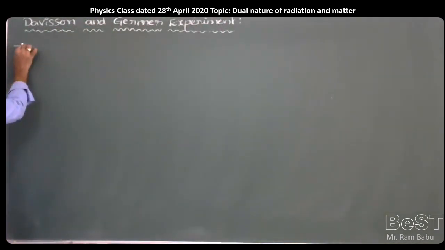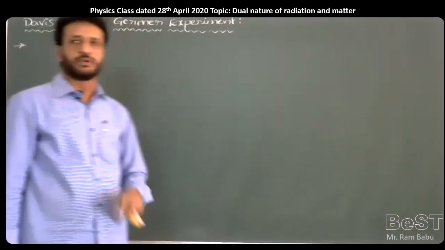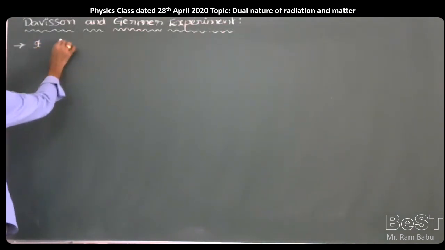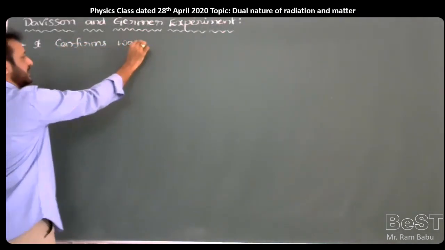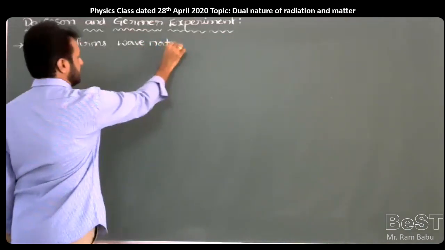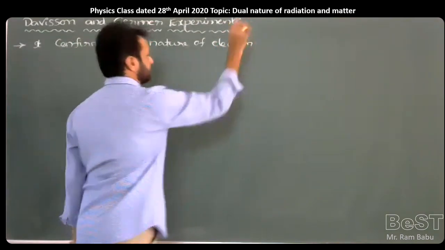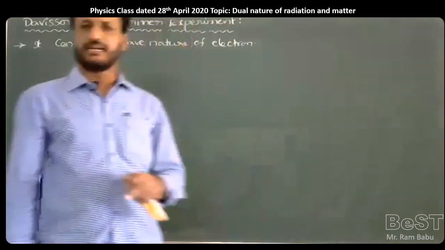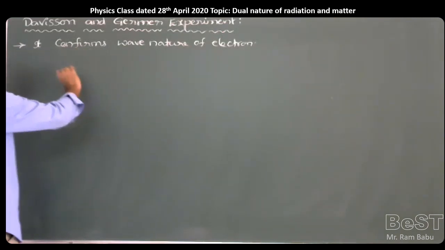So what is the main conclusion of this experiment? To verify or prove the wave nature of electrons. It confirms the wave nature of electrons. These two, Davisson and Germer, both conducted the experiment and both proved the wave nature of the electron. They confirmed this in 1927.